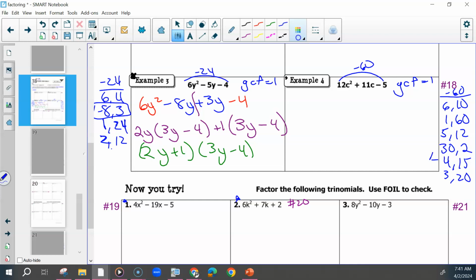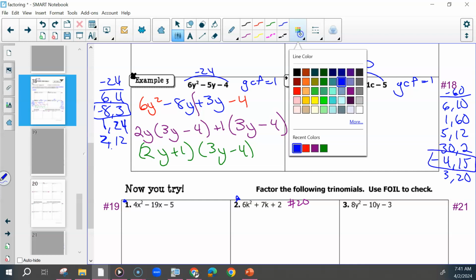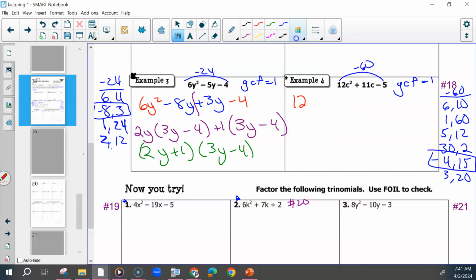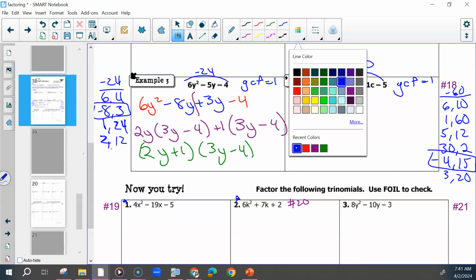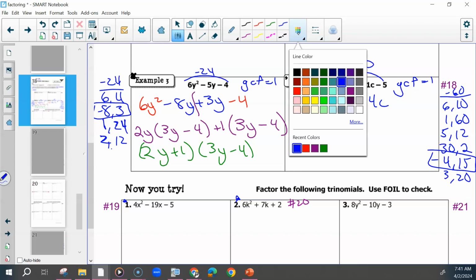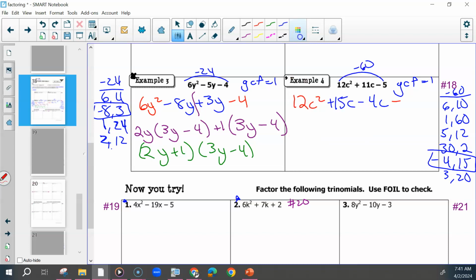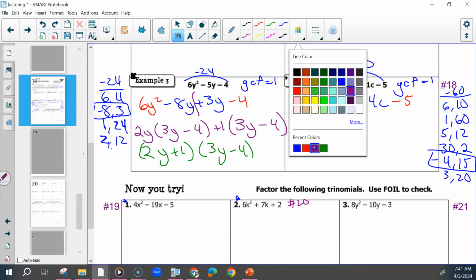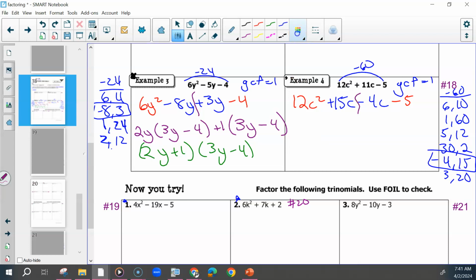Alright, rewrite that. 12c squared. I'm going to put the 15 first, but it doesn't matter. Plus 15c minus 4c minus 5. And split that down the middle. If you put 4 first, go with your GCF. If you did this like mine, then go with mine.